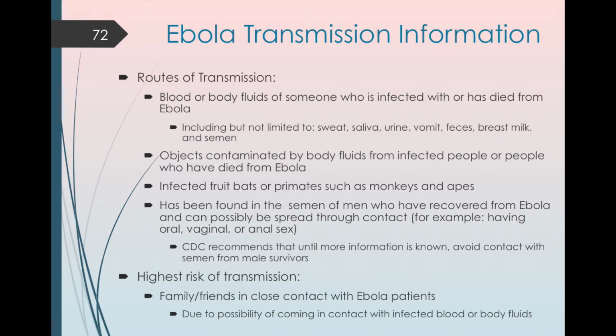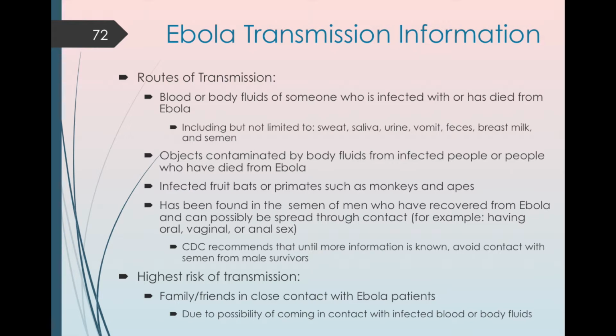Routes of transmission are listed here. First is blood or body fluids of someone who is infected with or who has died from Ebola, and some of them are listed below. Also from objects contaminated by body fluids from infected people or people who have died from Ebola. In African countries especially, infected fruit bats or primates such as monkeys and apes. Ebola virus has also been found in the semen of men who have recovered from Ebola, and it is possible that they can spread through sexual contact. So the CDC recommends that you avoid contact until further information is known.